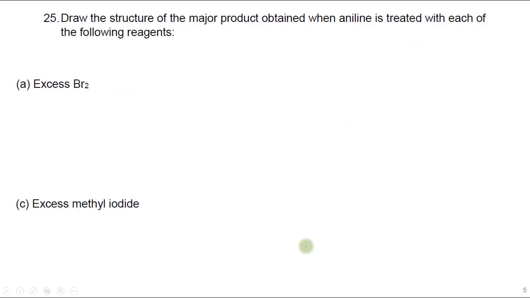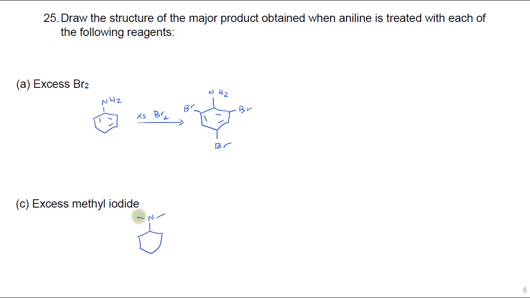Alright, here we're drawing products of aniline with the following. You have excess Br2. That is going to brominate at all of the ortho positions plus the para. With excess methyl iodide, we will methylate.